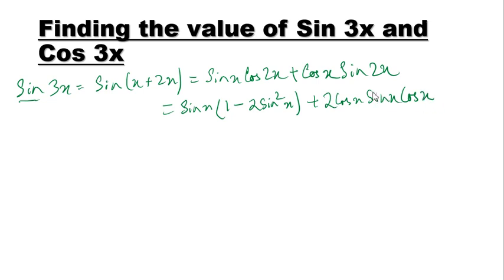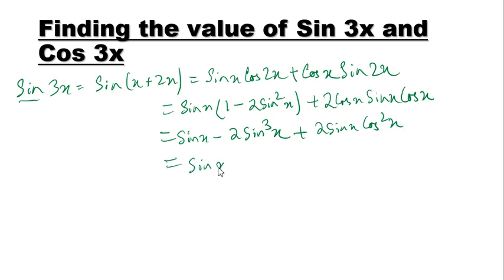सर कहाँ से आया ये फॉर्मूला? जस्ट गो, जस्ट 10 सेकेंड या 15 सेकेंड्स रिवाइंड करो, यू विल गेट दिस फॉर्मूला. जस्ट सॉल्व इट फॉर यू राइट नाउ. ठीक है. Now see, let's simplify this. What we will get: sin x minus 2 sin cube x plus 2 sin x cos square x. So it will be what? Sin x minus 2 sin cube x plus 2 sin x.